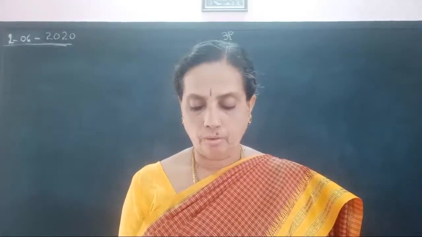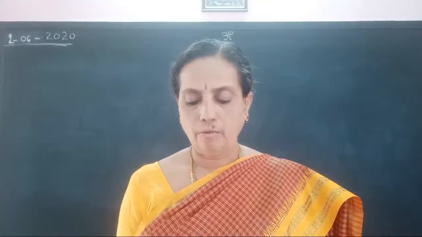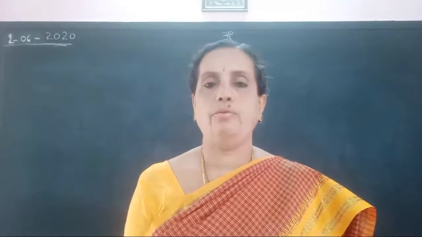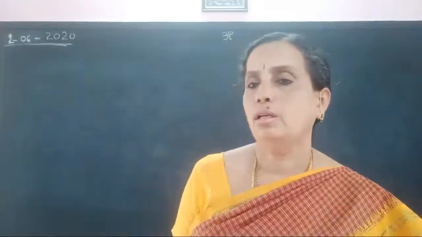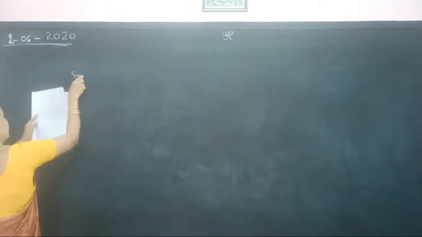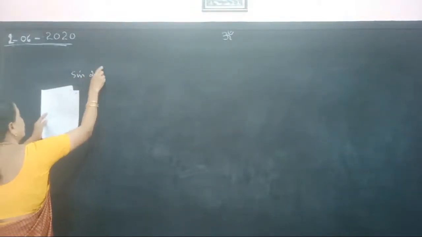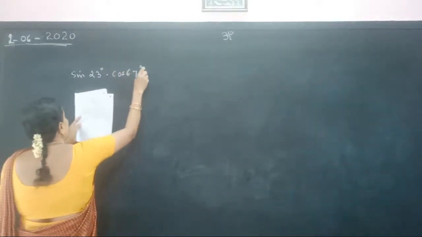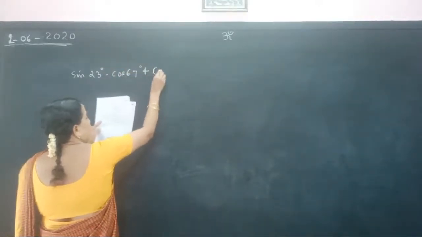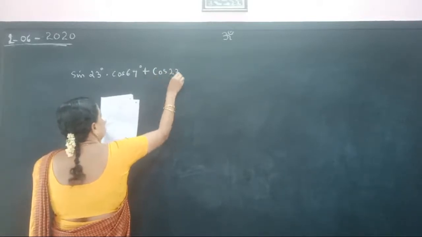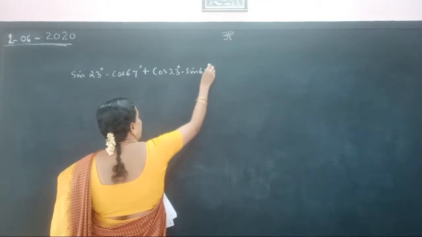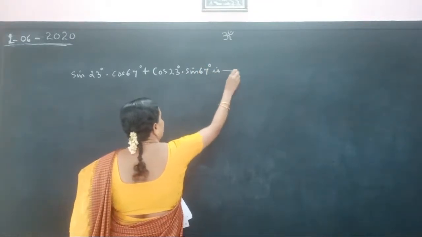Okay, we'll go with the first question regarding trigonometry. This year, what they have given is a 1 mark question. I am reading the question: the value of sine 23 degree into cos 67 degree plus cos 23 degree into sine 67 degree is dash.